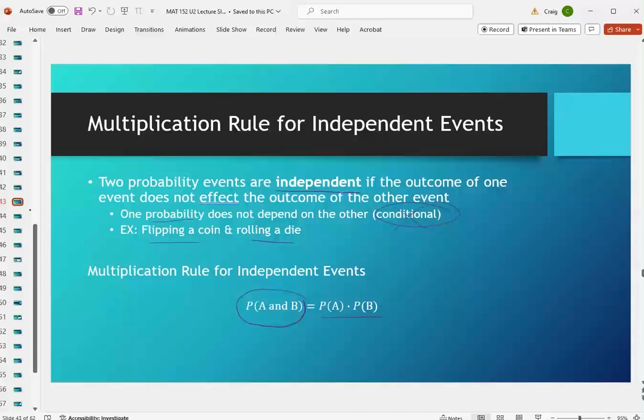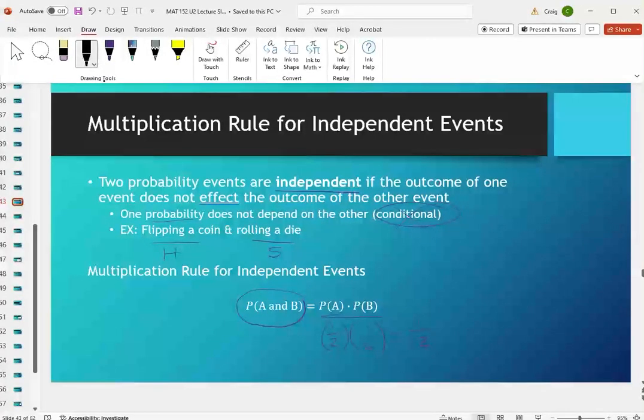So what's the probability of getting heads and then rolling a 5? Well, the probability of getting heads would be 1/2, 1 out of 2. The probability of rolling a 5 is 1 out of 6. And so that'd be 1 out of 12. And that would tell you the probability of getting both in those two separate events.